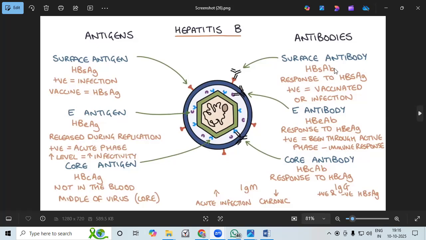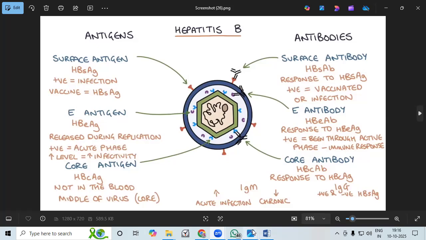So we can see HBs antigen, we can see anti-HBs antibody. We can also see anti-HBe antibodies, and we will see anti-HBc antibodies, IgM or IgG. We are not going to see HBc antigen at all. Is this clear?